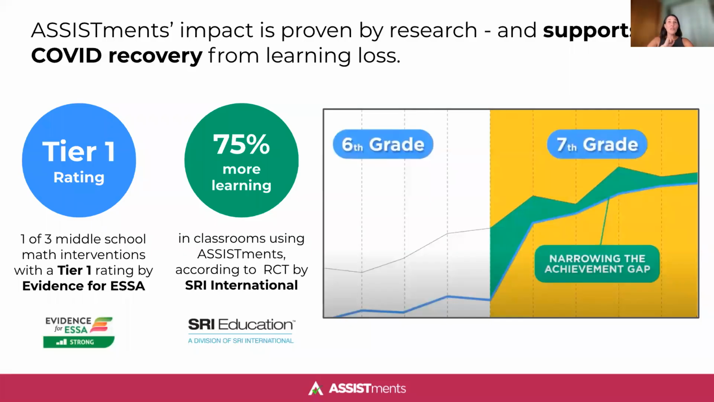ASSISTments is a research-proven tool. Like I said, we have a Tier 1 rating by Evidence for ESSA. Just a note that we are only one of 3 middle school math interventions that has strong evidence from Evidence for ESSA. And we earned this rating based on the results of an ASSISTments randomized controlled study from the state of Maine that showed 75% more learning in classrooms that used ASSISTments compared to classrooms that did not. And ASSISTments narrowed the achievement gap, which highlights that ASSISTments supports learning loss, which is a very top of mind topic for many teachers who are returning to the classroom after a very tough 2020.